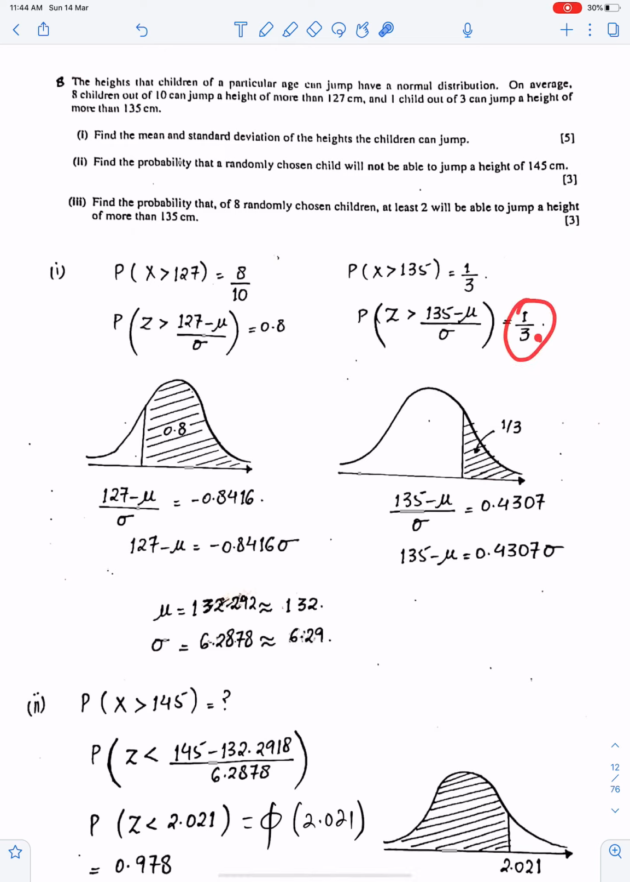When you take phi inverse of this, you'll get this. When you take phi inverse of this, you'll get this. You have to decide negative and positive through a sketch. This number is negative, so write negative. This number is positive, so write positive.